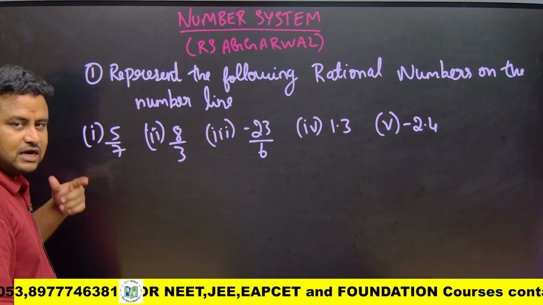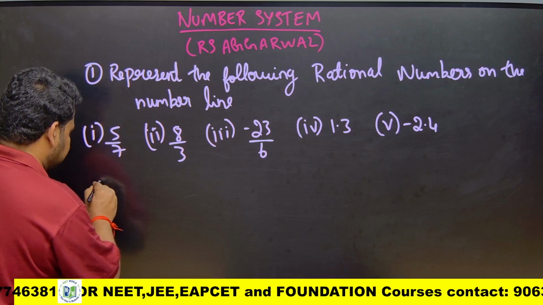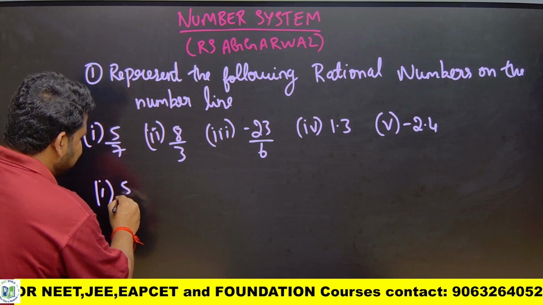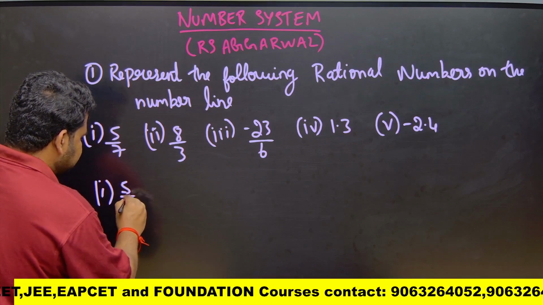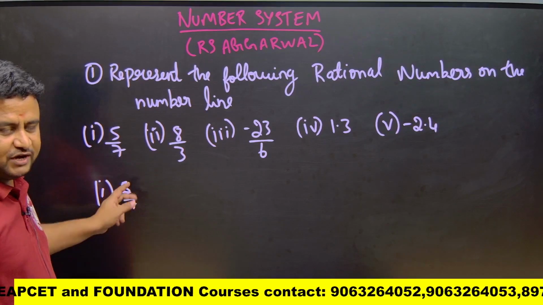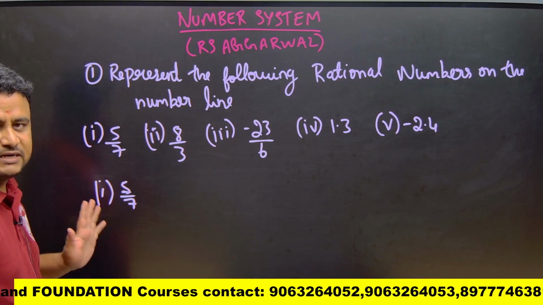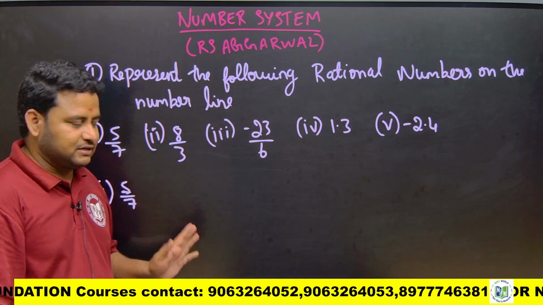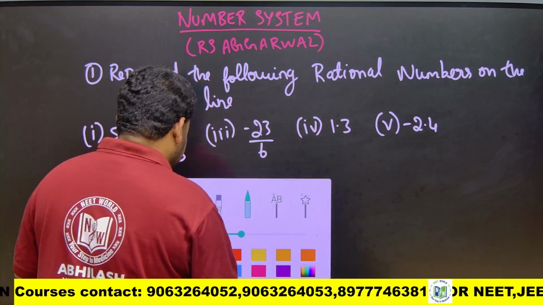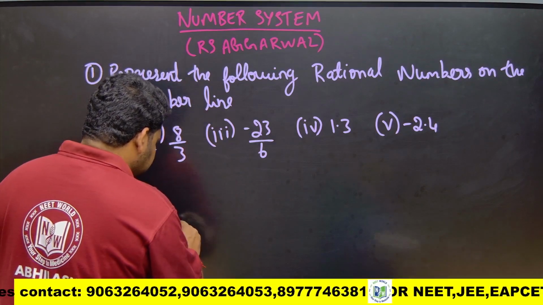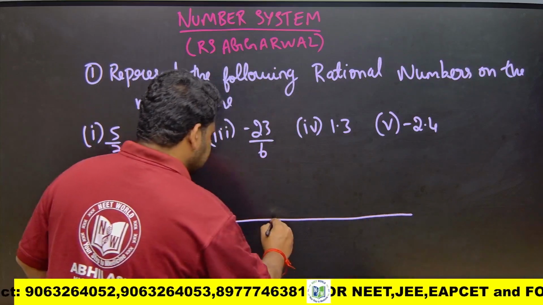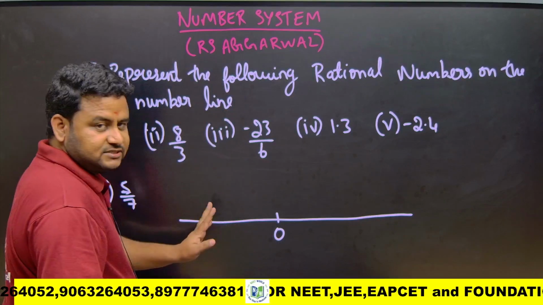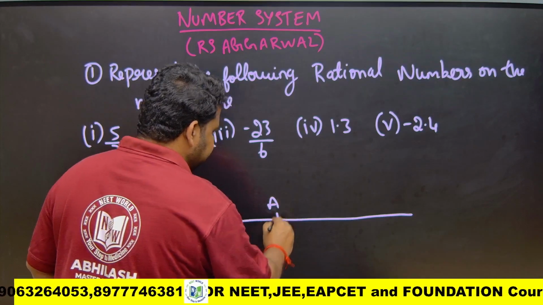Let me take the first question that is given, which is 5 by 7. Among 5 and 7, which is the greater number? The greater number is 7, right? So first let us take the number line. Let me represent 0 and name it as A.